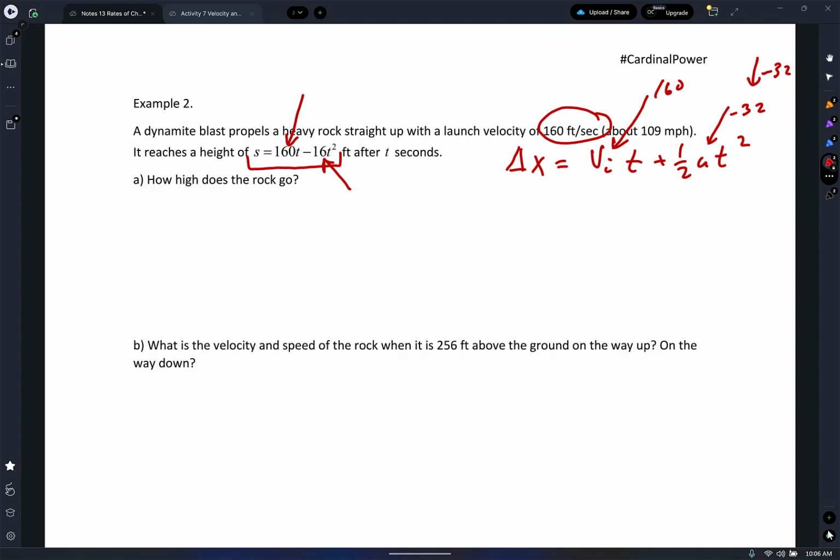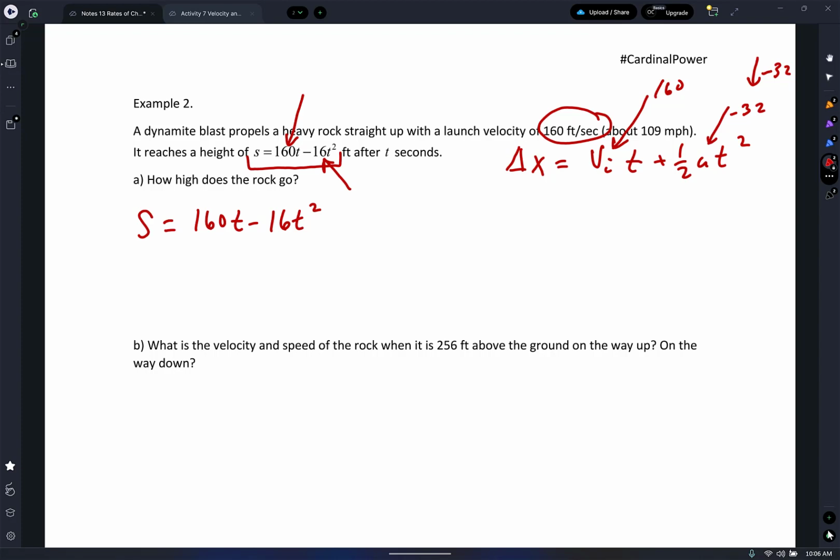It says, how high does the rock go? So I'm going to write this because I'm going to need it. I'm going to throw something up. Pretend this is a rock. Anything can be a rock. When do I reach the highest point? Don't tell me the word slope. Use something else. Use the word when.